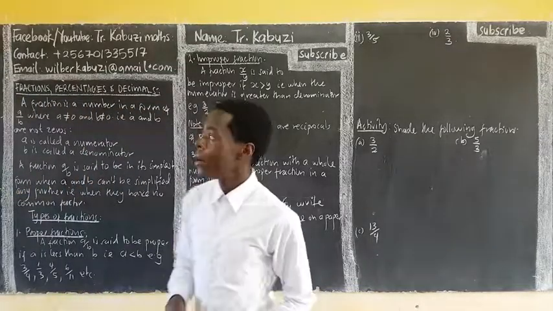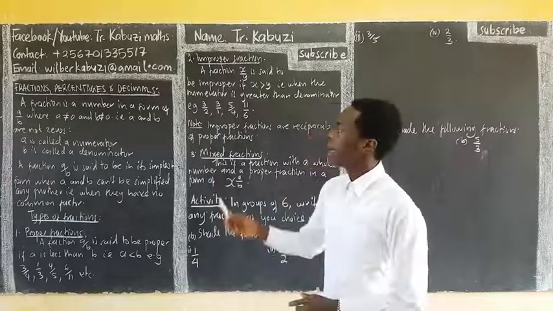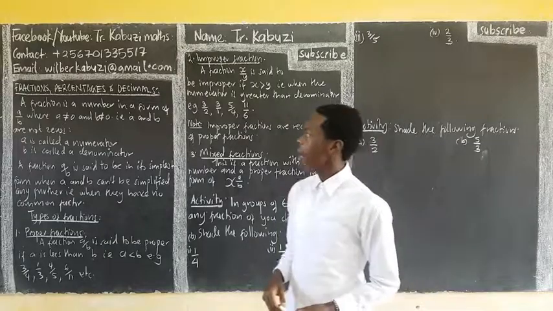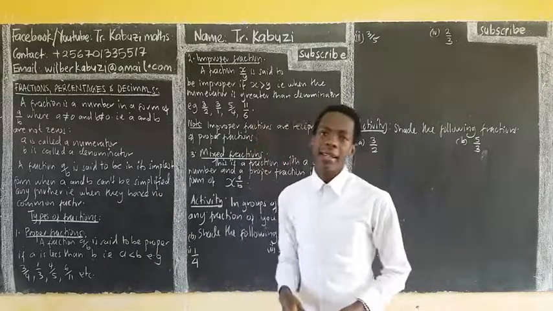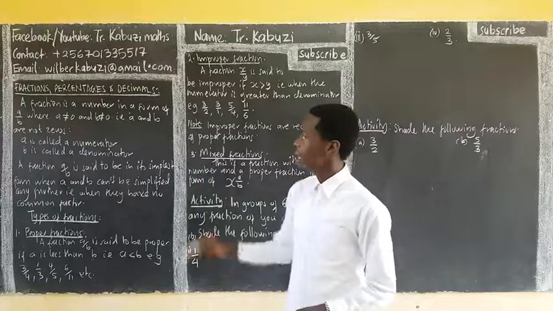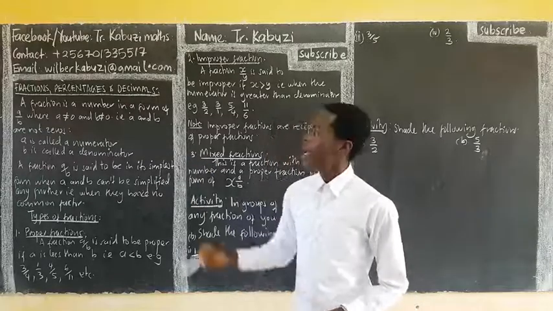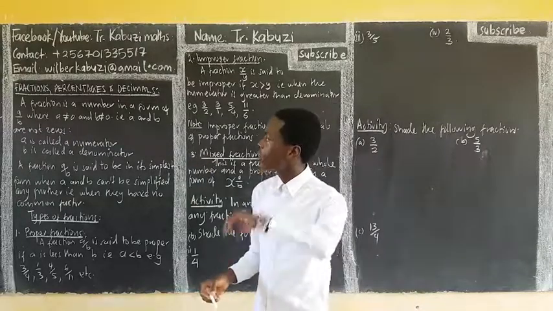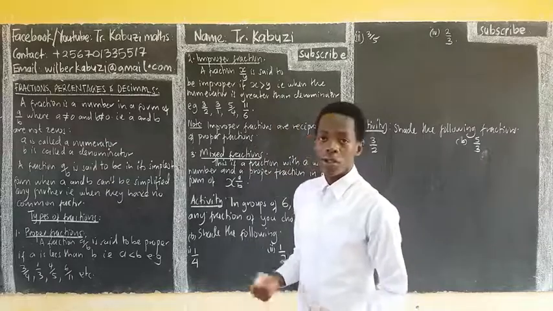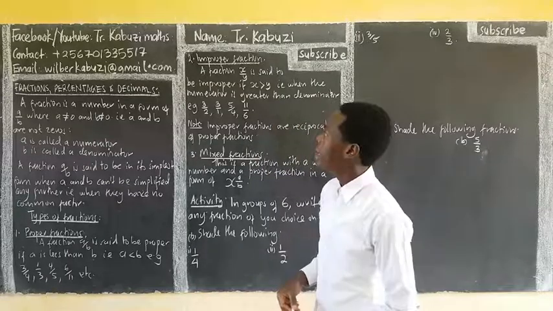Okay, now members, we are going to see a new topic, or a new chapter. This chapter is called fractions, percentages, and decimals. So, from primary, I think you covered what we call fractions, and then you saw the types.